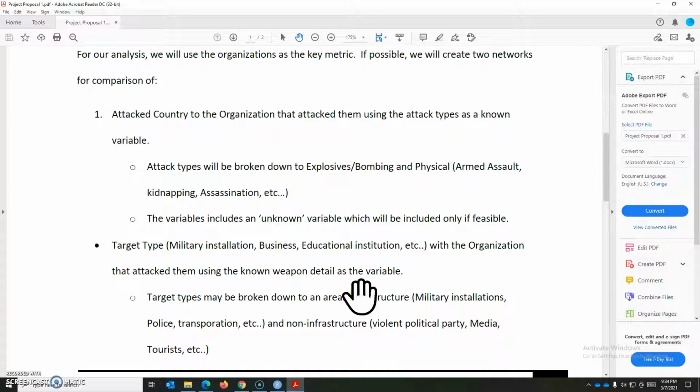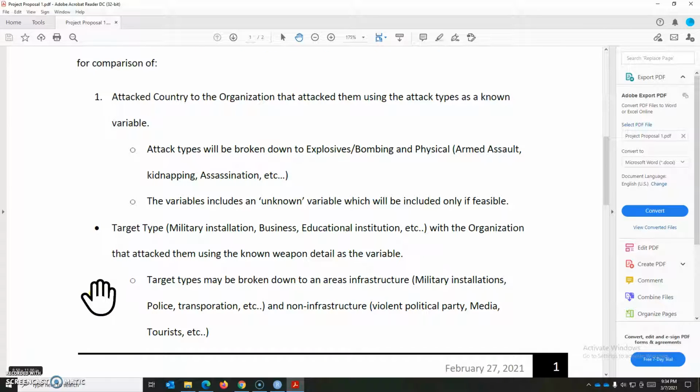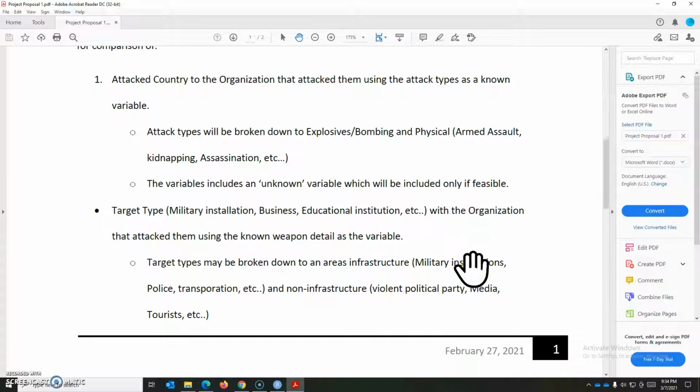Then the third network we decided to use is that we use the known weapon detail as the variable. And then the nodes, we have target type as well as the terror organization as the nodes. So that's three networks, and we did all the analysis on all three networks one by one.